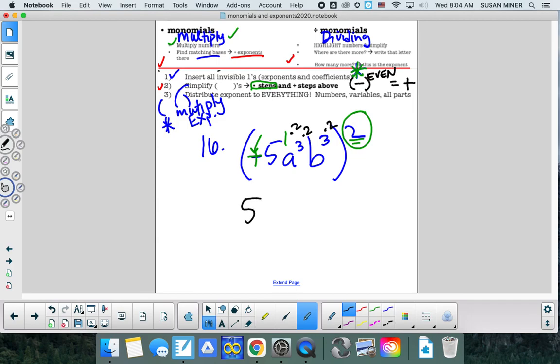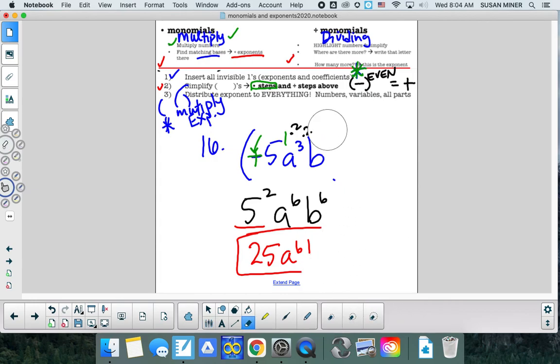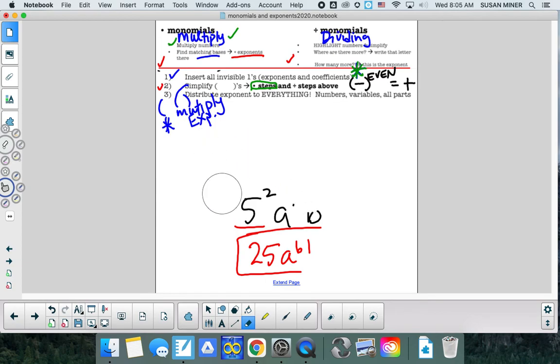And I get 5 squared, a to the 6th, b to the 6th. And then the last thing that I'm going to do is take my calculator and calculate out what 5 squared is. 25, a to the 6th, b to the 6th. And then I can look on my homework assignment and see if any of those answers match mine. There it is. So that's my final answer. Okay, so I hope this is kind of just helping review power rule just a little bit and some of those multiply and divide rules.